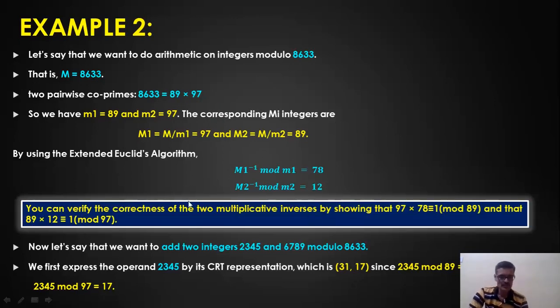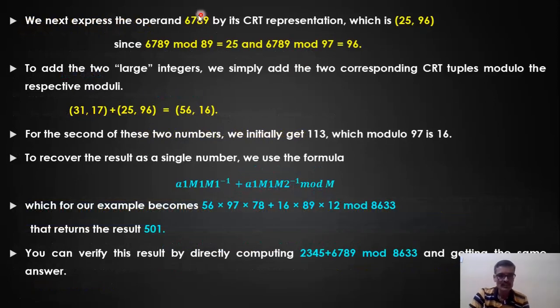This is just a correctness check, to see whether M1 times M1 inverse mod m1 should be equal to 1, and M2 times M2 inverse mod m2 should be equal to 1 again. That's what I have given here. Then I'll go to the second number directly, 6789. I found the residue as 25 and 96. So how to do addition here? 31 plus 25, I'll get 56. 17 plus 96, take the mod of again the second number 97, which comes out to be 60. So 96 plus 17 mod 97 is 60. So I got the answer here.